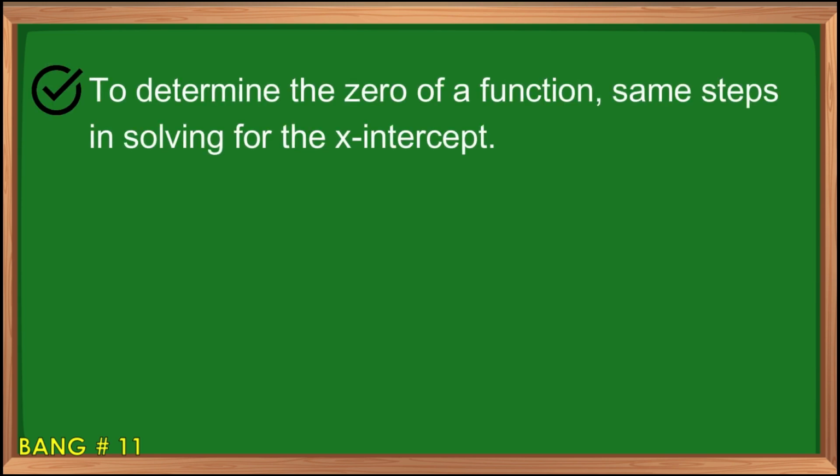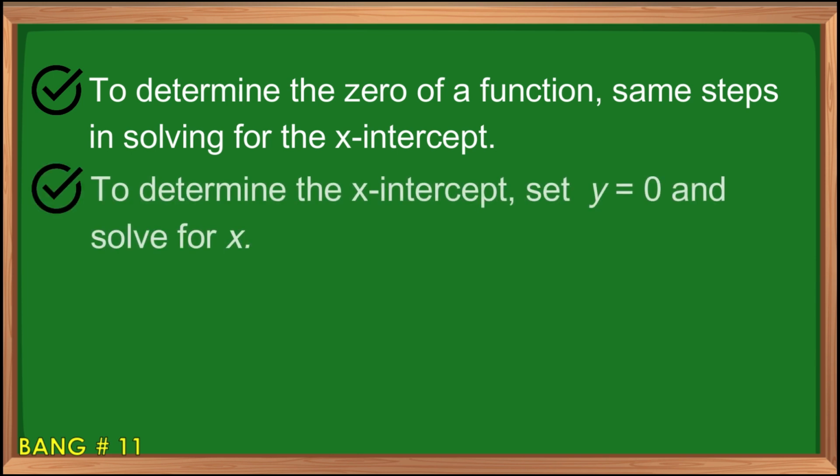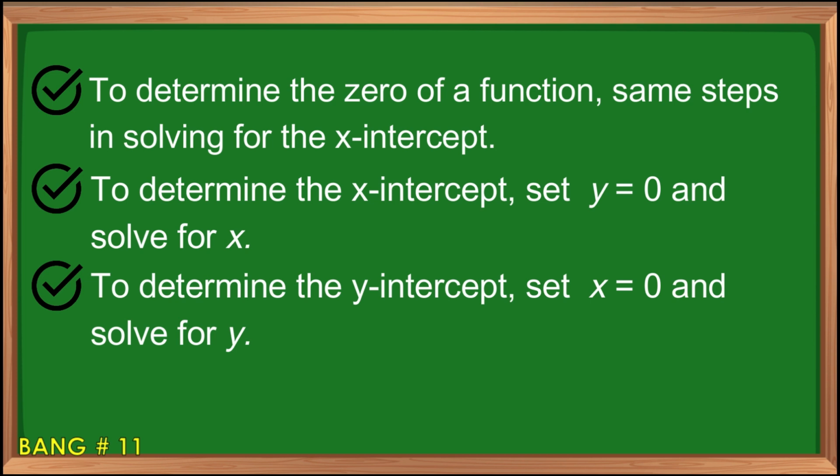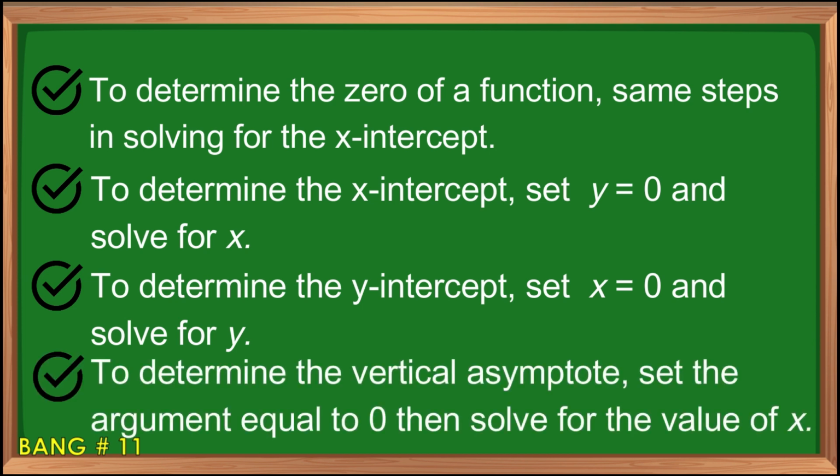As a summary of what we have discussed today, to determine the zero of a function, use the same steps in solving for the x-intercept. To determine the x-intercept, set y equals 0 and solve for x. To determine the y-intercept, set x equals 0 and solve for y. To determine the vertical asymptote, set the argument equal to 0, then solve for the value of x.